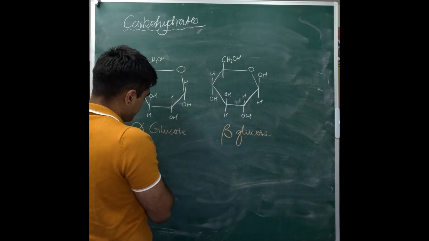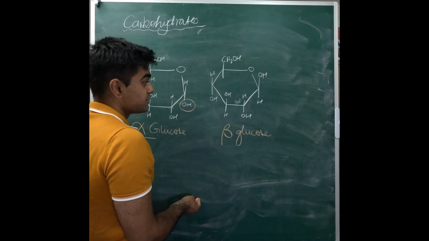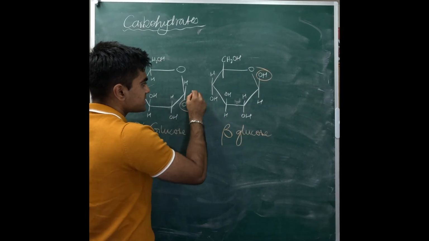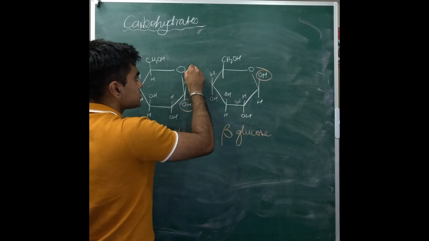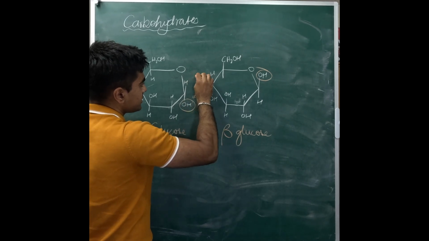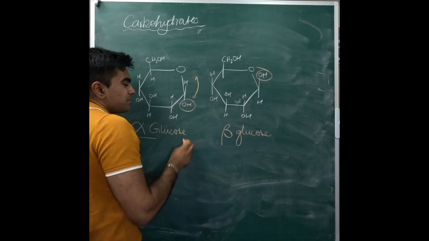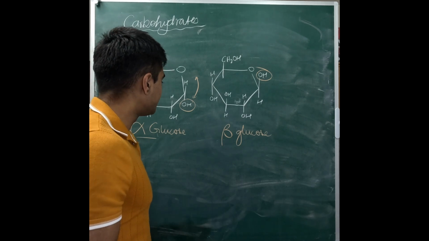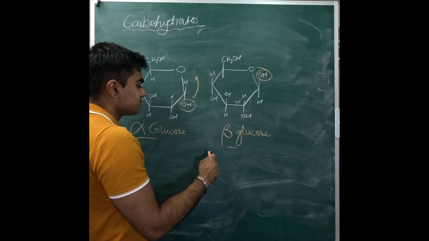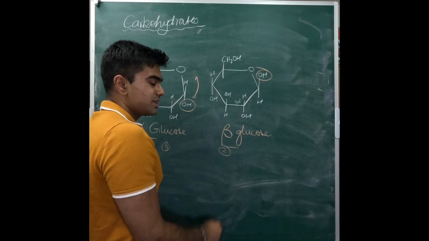Your OH group in the alpha glucose is at the bottom, whereas in the beta glucose, the OH group is at the top. So essentially your OH group switches around in the beta glucose. In the beta glucose, it's at the top, and in alpha, it's at the bottom. It's a bit annoying the way they've worded it, because you'd have thought alpha would be at the top and beta at the bottom, because alpha is number 1, beta's number 2, but it's the other way around.